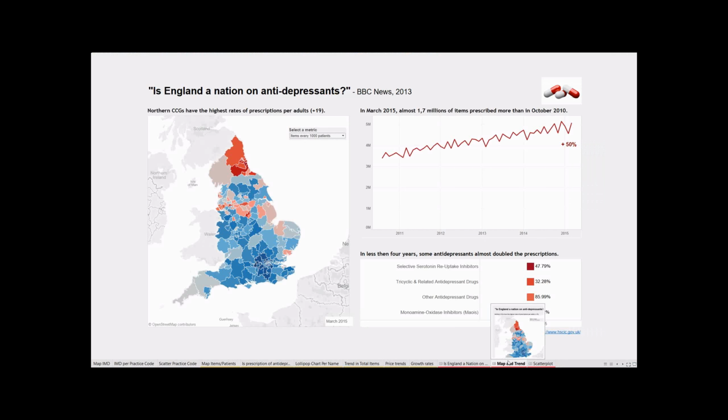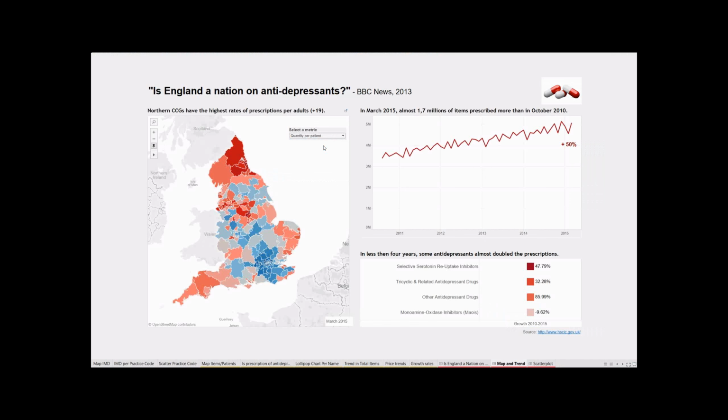On the left-hand side, we have the map of England with the rates of prescriptions per adult divided by CCG, which are the health authorities in England, and one can choose a metric between items every 1,000 patients or the total quantity per patient of the drug prescribed. Both metrics show how the northern authorities have the highest rates of prescription per adult.